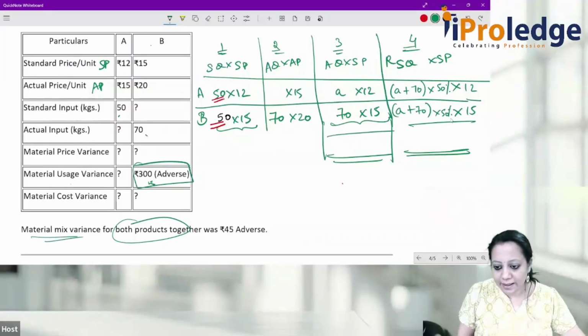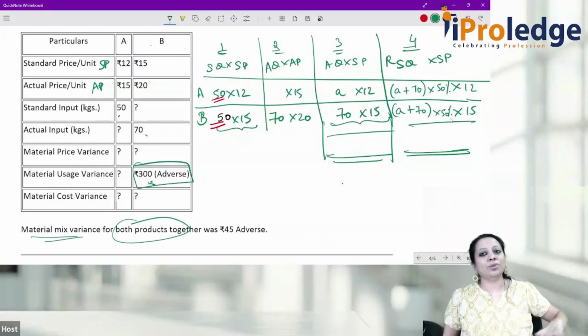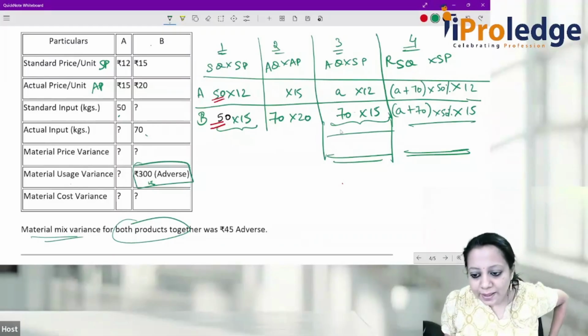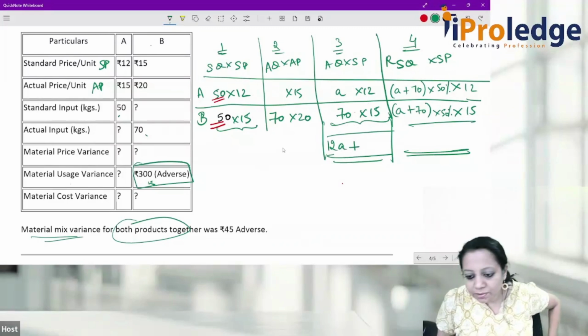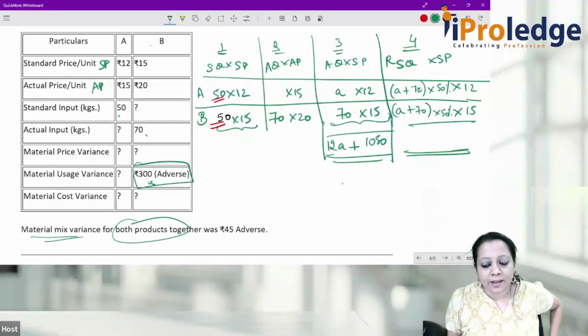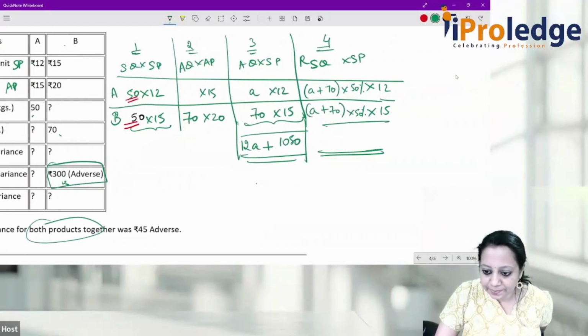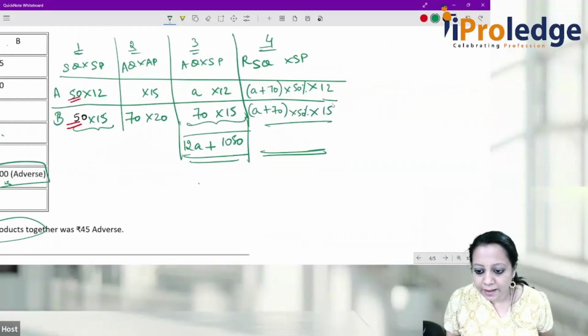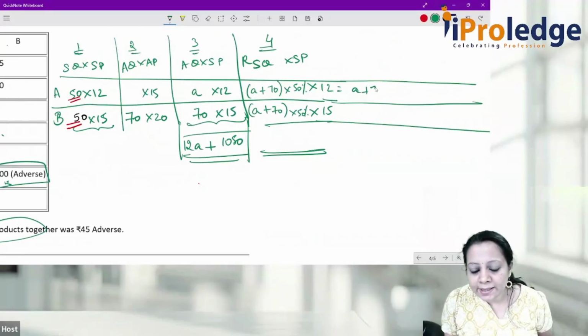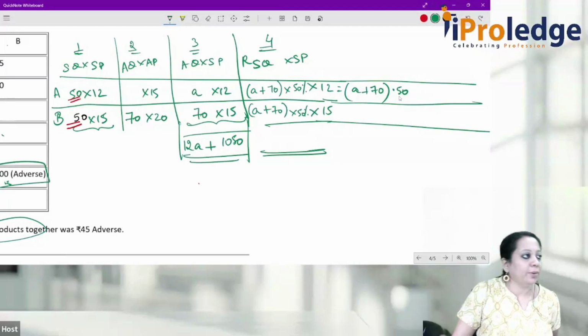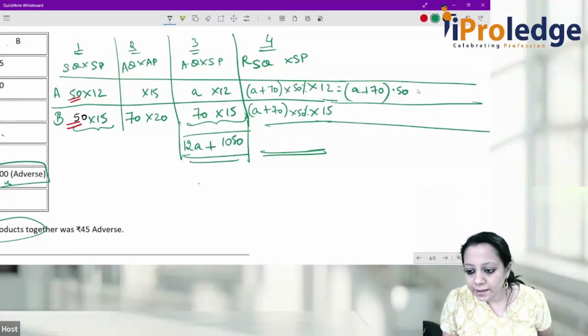Okay. Now we will do 4 minus 3. We should do total, right? Let us do. It is going to be 12A plus 70 into 15 is 1050. This will be the total for this. For this, let us find out the total. I'm going to write a little bit lengthy for your own understanding. So can I say A plus 70 into 0.5? You can write 1 by 2 also. Into 12. This is A plus 70 into 0.5.